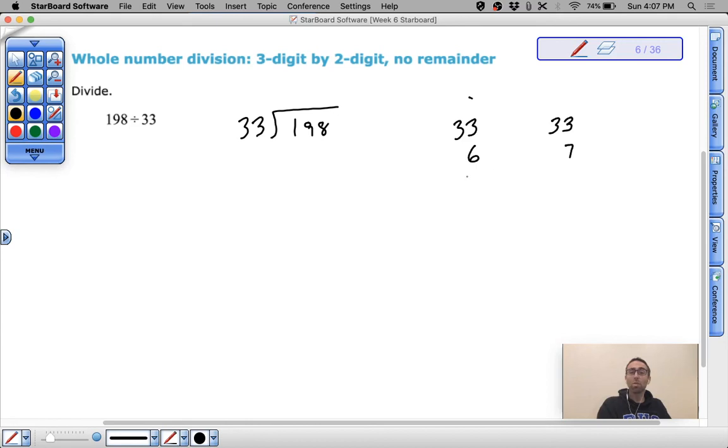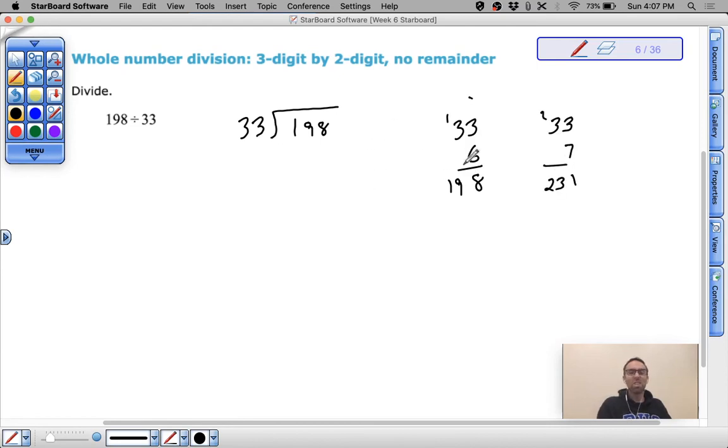I'm not sure. So if I do 3 times 6, I get an 8. And then I have a 1. 3 times 6 is 18. Plus my 1 is 19. So that checked out. If I did the 33 times 7, 3 times 7 is going to be a 21. 3 times 7 is 21, plus the 2 is going to be 23, and that's too high.